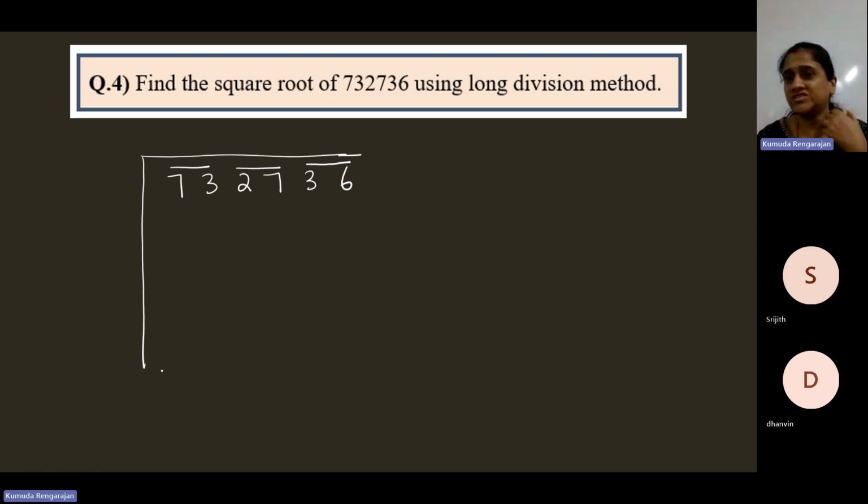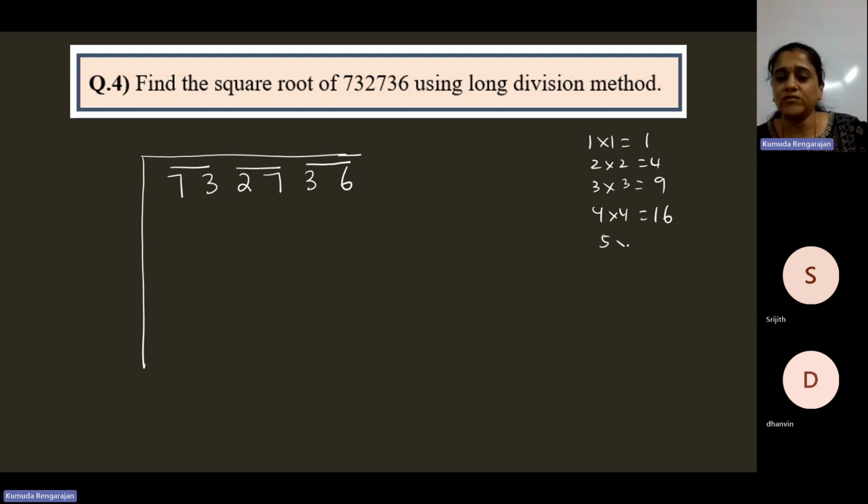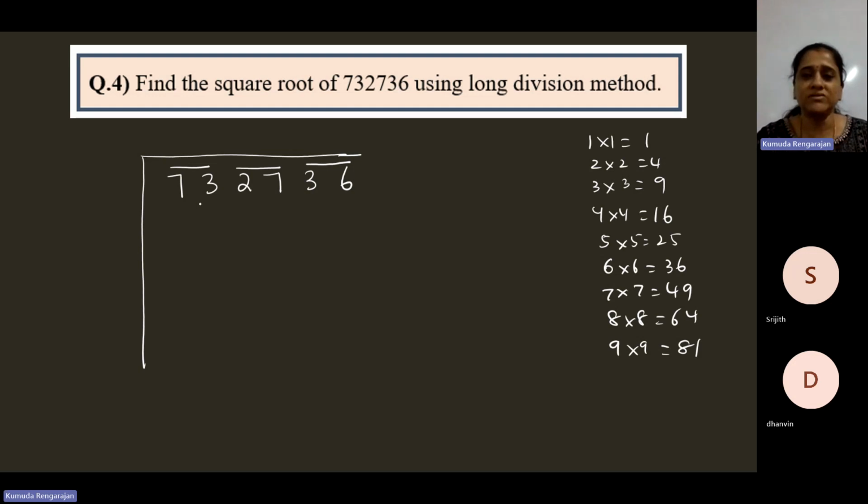Now, the first pair is 73. Now, we are supposed to use these tables. 1 into 1, 1. 2 into 2, 4. 3 into 3, 9. You can use only these products. 4 into 4, 16. 5 into 5, 25. 6 into 6, 36. 7 into 7, 49. 8 8s are 64. 9 9s are 81. We cannot write 10 tens, you cannot use 2 digits at a time. So you can use only these products.